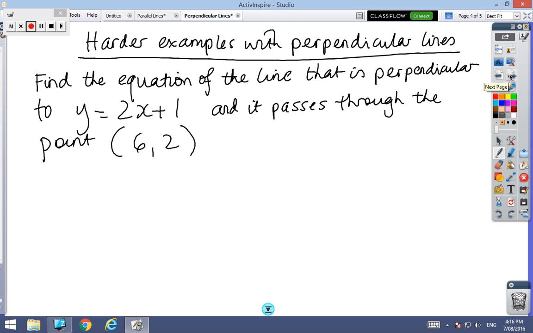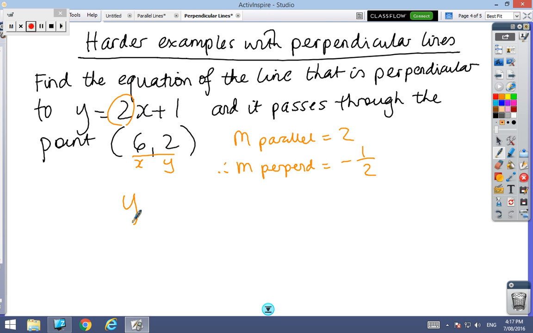Okay, so a harder example of perpendicular lines. Find the equation of a line that's perpendicular to y equals 2x plus 1 and passes through a point, where that's the x and that's the y. So first thing you do is, the parallel gradient is 2. So now we know that the perpendicular gradient is turn 2 upside down and change the sign. And then we've got y equals mx plus b. We need to find the b value.